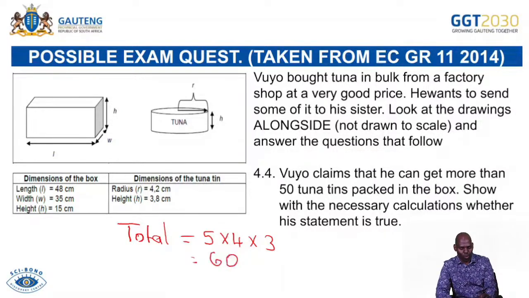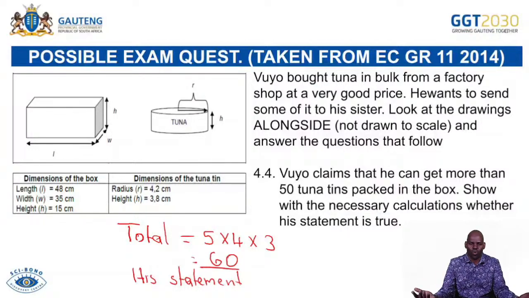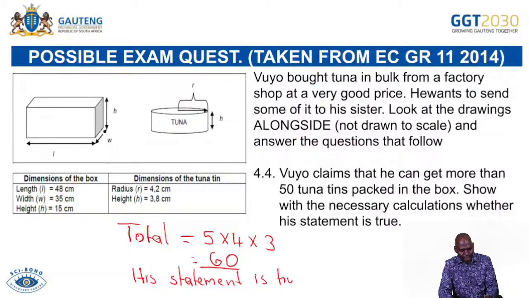Let's go back to our question where they say Vuyo claims that they can get more than 50 tuna tins packed in the box. Show with the necessary calculation whether his statement is true. Then we can see that his statement is true. It's very important that you write it down. When we did the calculation, you can see that 60 is more than 50. Even if it was just 51, 52, 53, 54, it means his statement is true. So that is how easy this question is.